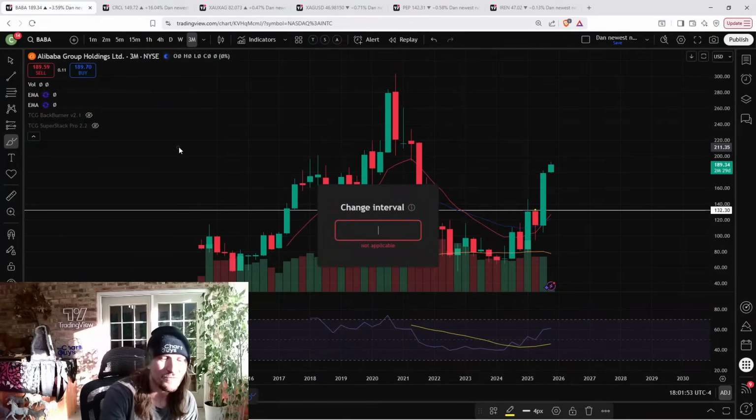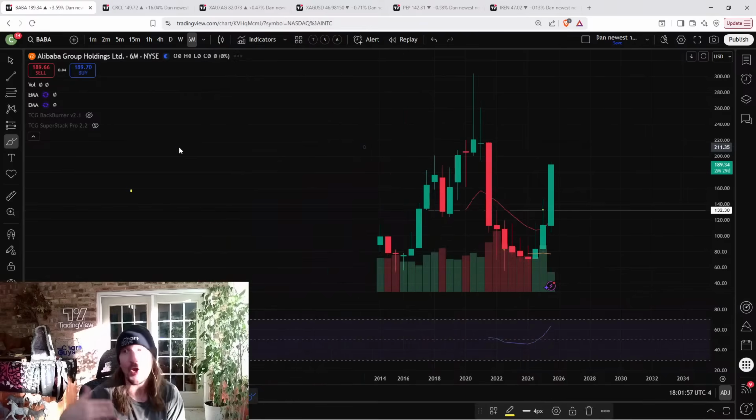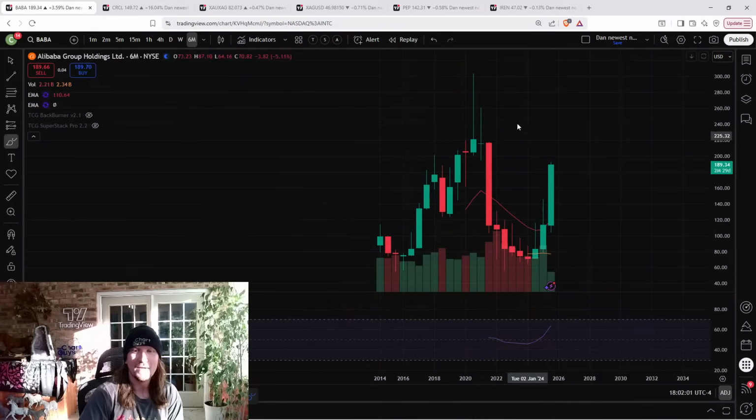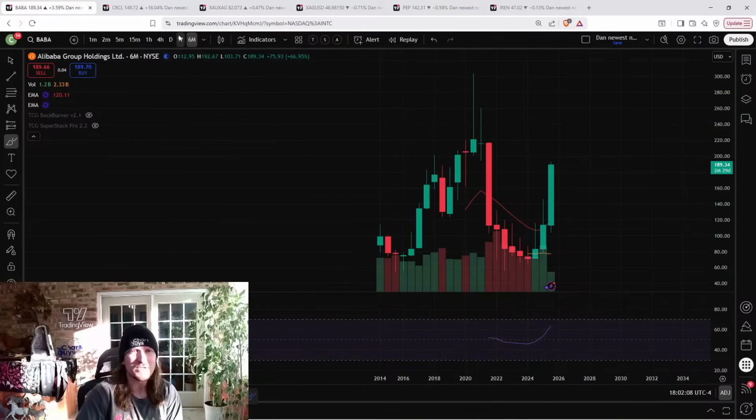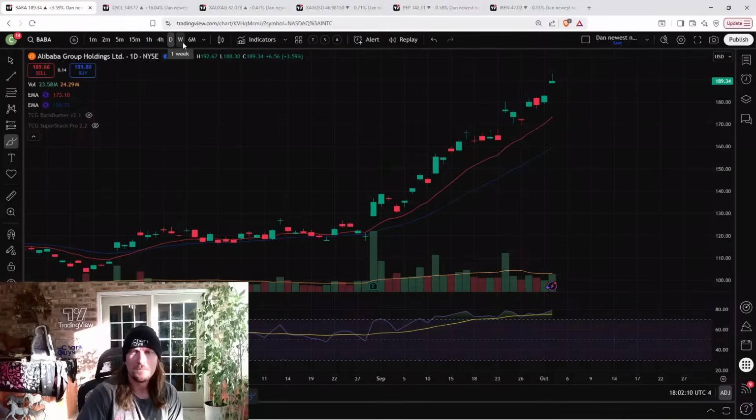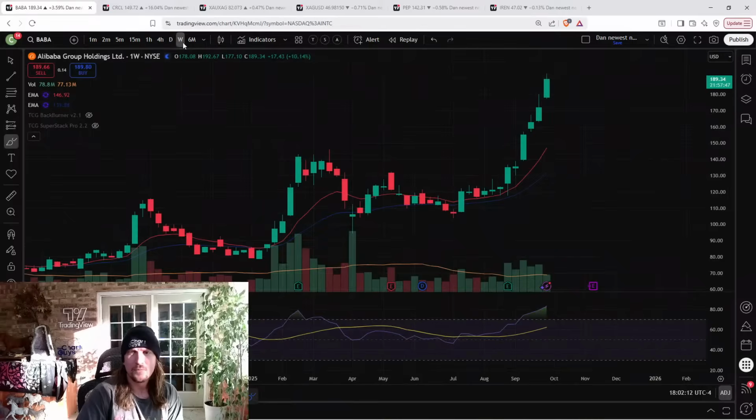Really, it's just a question of when does the broader market top? Can the broader market stay strong long enough for Baba to keep working its way up? Or does the broader market top and give Baba a long-term lower high, and then we just do this for 3 years? I don't know. But bulls still have the momentum there, obviously. Weekly stair step.